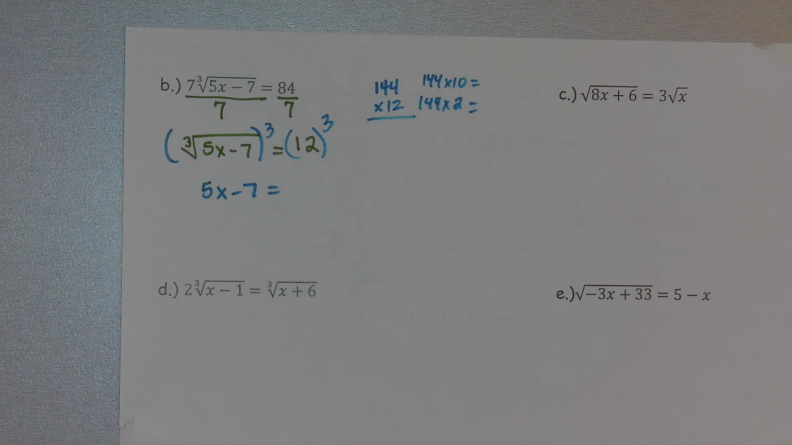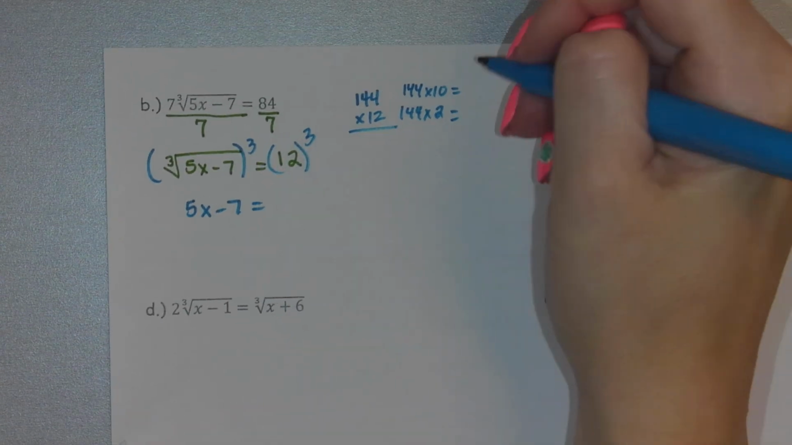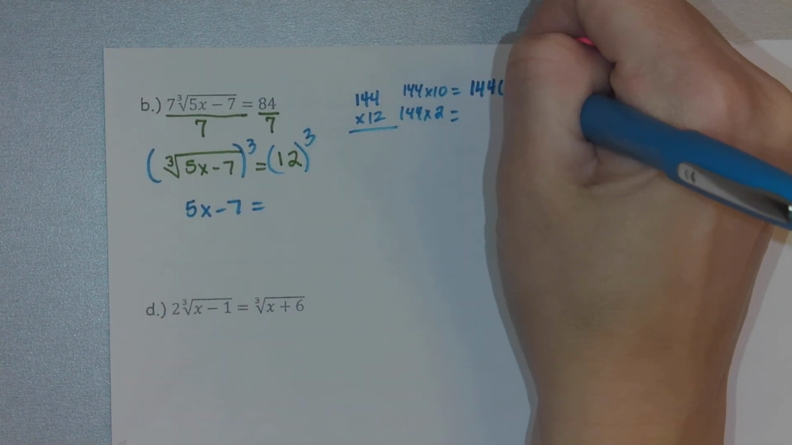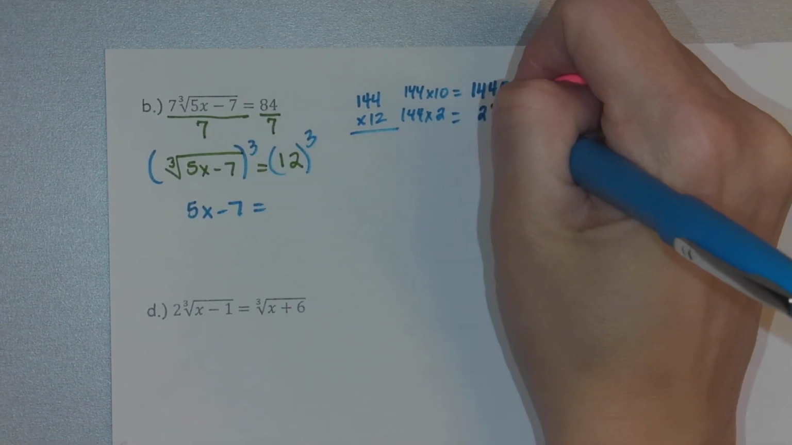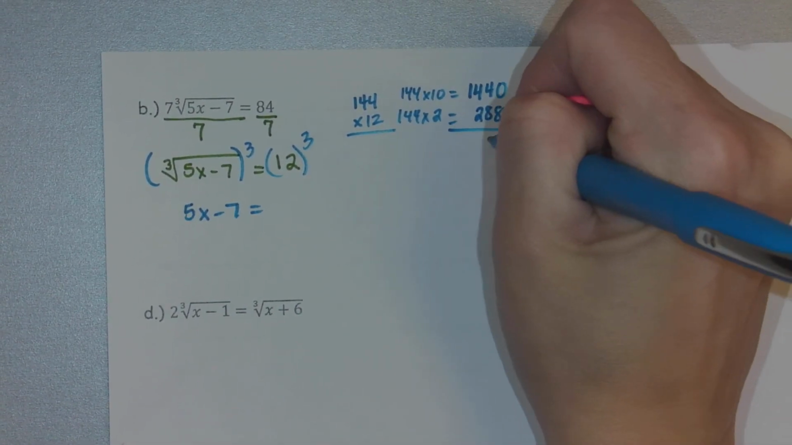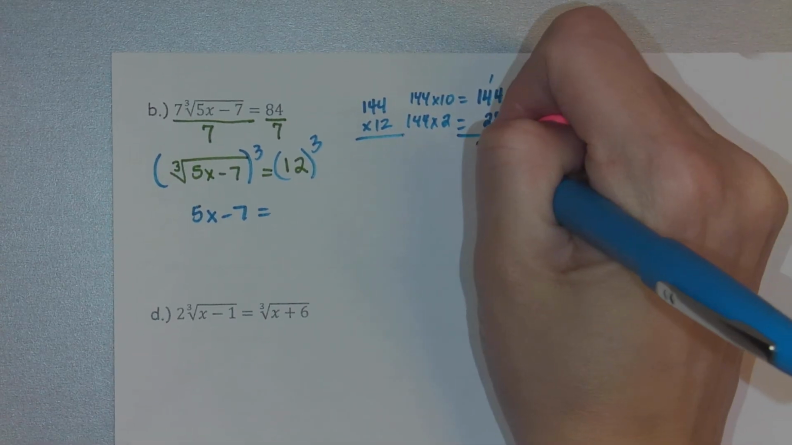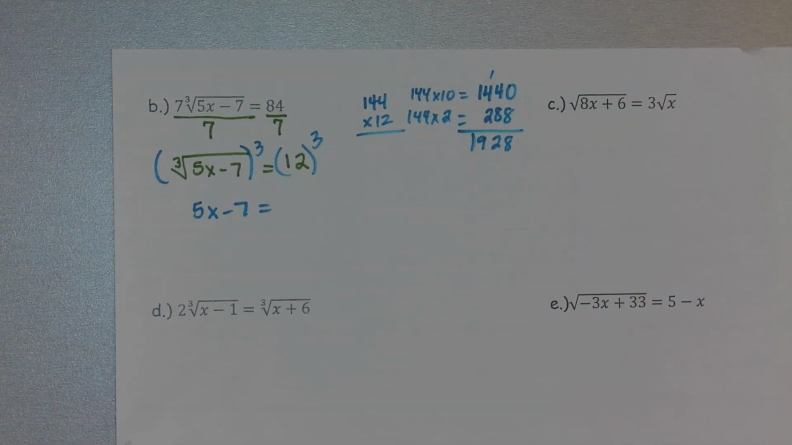Okay, so if you multiply by 10, all you have to do is add the 0 on there. And then 144 times 2 would be, you just double it. That's not as bad as I thought. What about you guys? Is that not as bad as you thought?